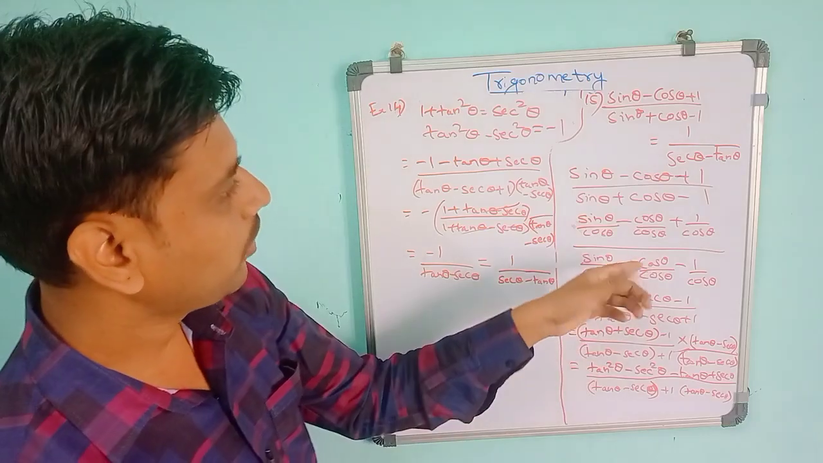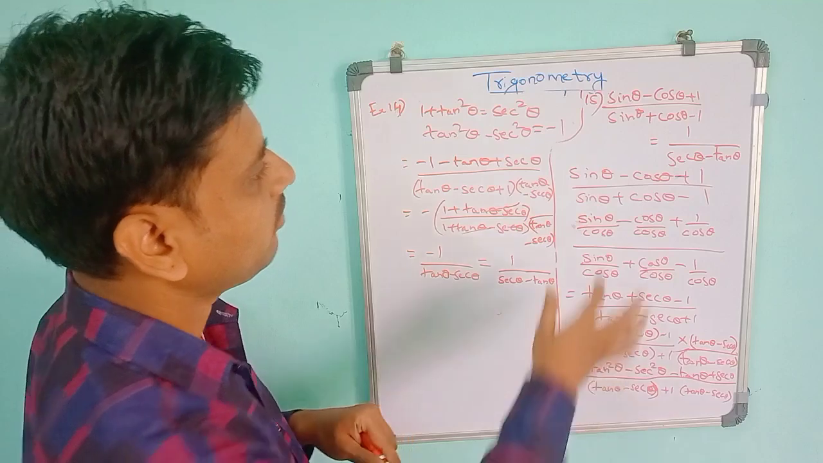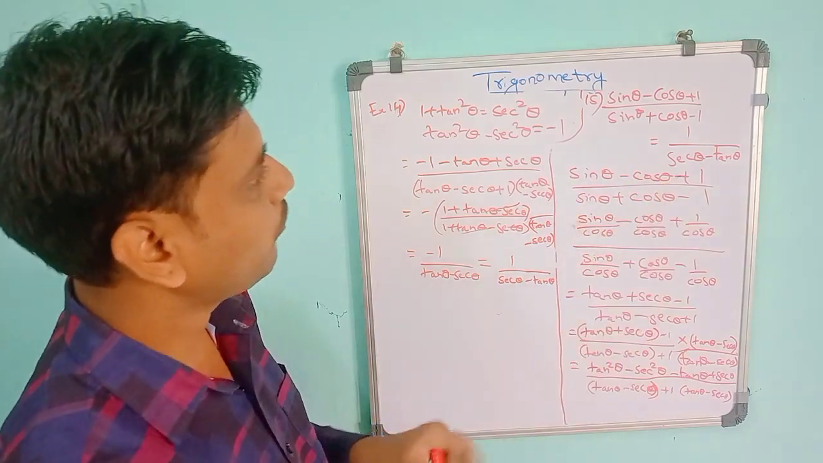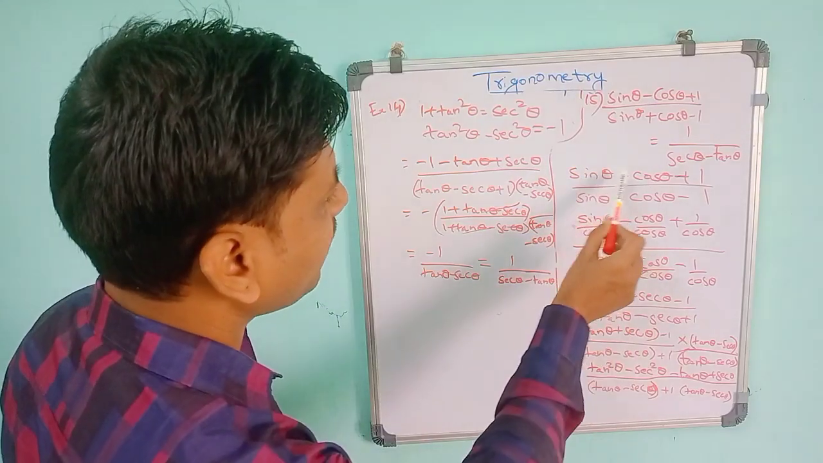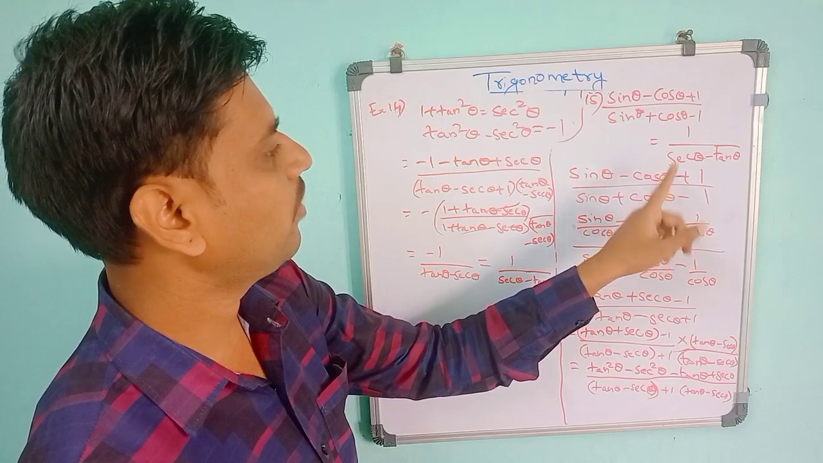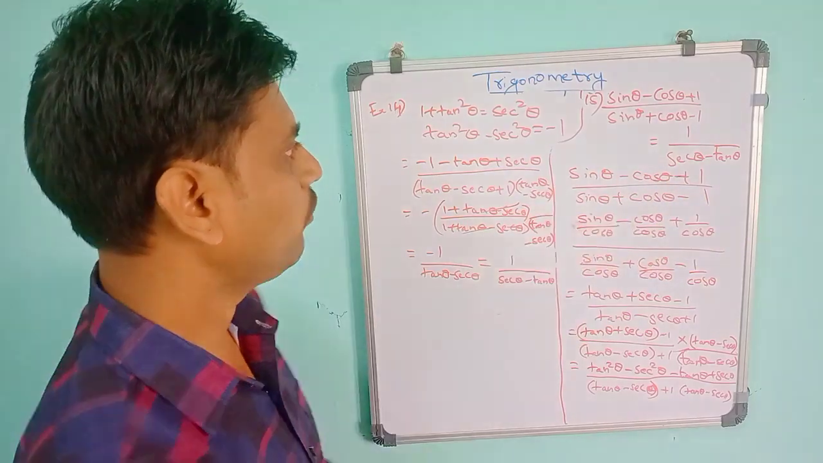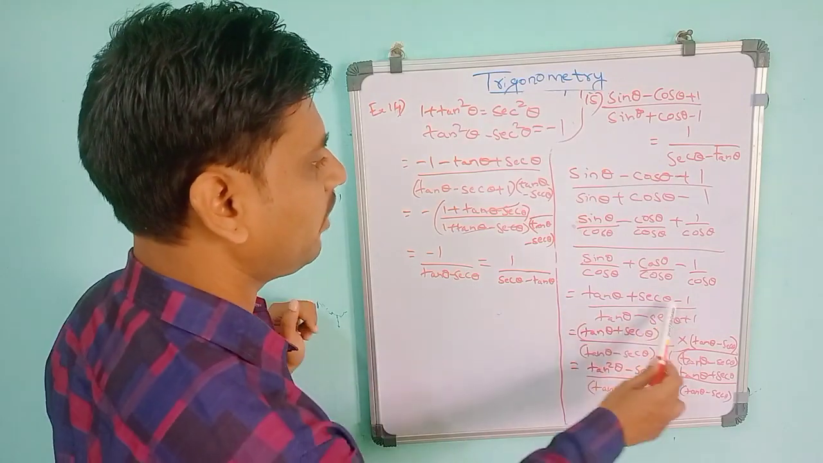We only have to approach the problems by what it is being converted in terms of. Here see, sin theta and cos theta are there, so we want sec theta and tan theta. If you do sin theta by cos theta, you will get tan theta, and cos theta by cos theta is 1, and 1 by cos theta will become sec theta. So you got the values in terms of tan theta and sec theta.